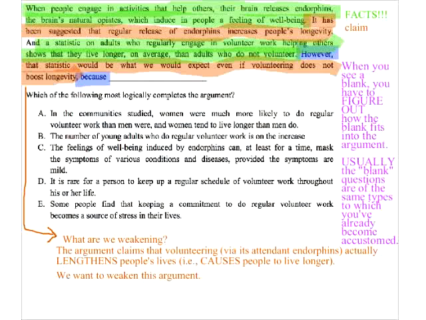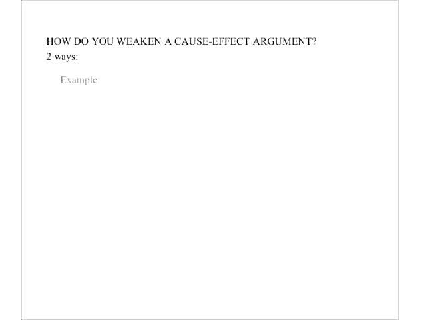Text box. Let's make a new slide for this, because there are enough of these. How do you weaken a cause-effect argument? There's two ways. Okay, let's just do this by way of example. Here's my example. Let's keep it simple.